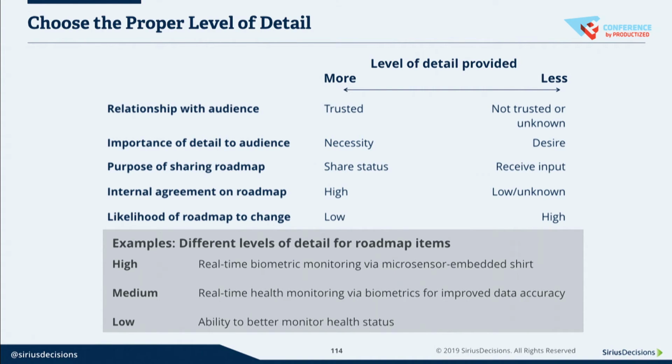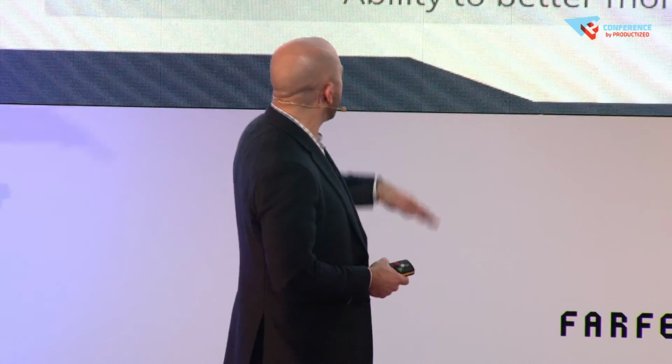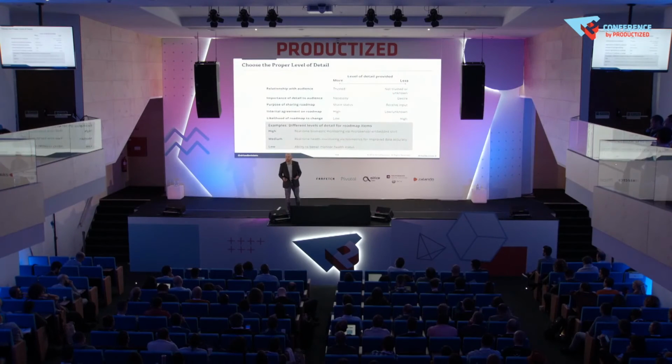So again, let's just look at a couple different examples. A very low level of detail might be, hey, we think we're going to help customers better monitor their health status. Well, maybe in our heads we know exactly what it is that we think we want to build, but we're just not going to share that. Versus we're going to create a micro-sensor embedded shirt that in real time monitors your biometric data. So if we know that and we can say, look, we are pretty certain that that's what's going to happen, that's what we're going to build, there's agreement on it, it's unlikely to change, we might want to share that information. But we also might want to be careful about how much we share, particularly with audiences that are a little bit more customer or market-facing, just because we don't know how this information might get out.